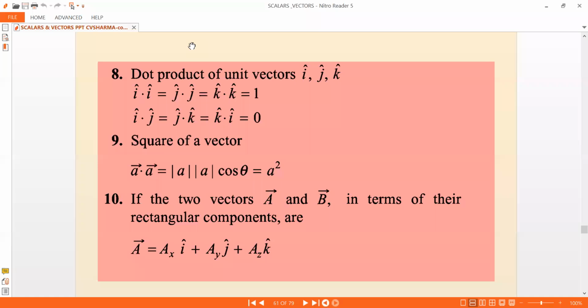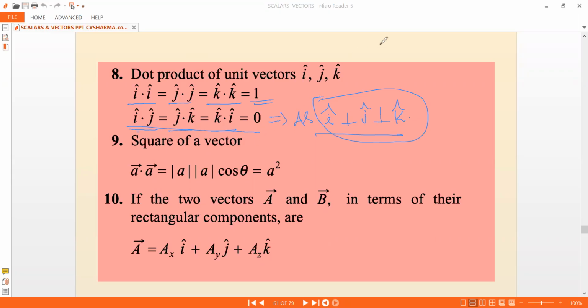So you have this result: i cap dot i cap, j cap dot j cap and k cap dot k cap go to 1, and i dot j, j dot k or k dot i is equal to 0, as you know that i cap, j cap and k cap are perpendicular. All these three vectors are mutually perpendicular, so hence the dot product between these vectors will go to 0.